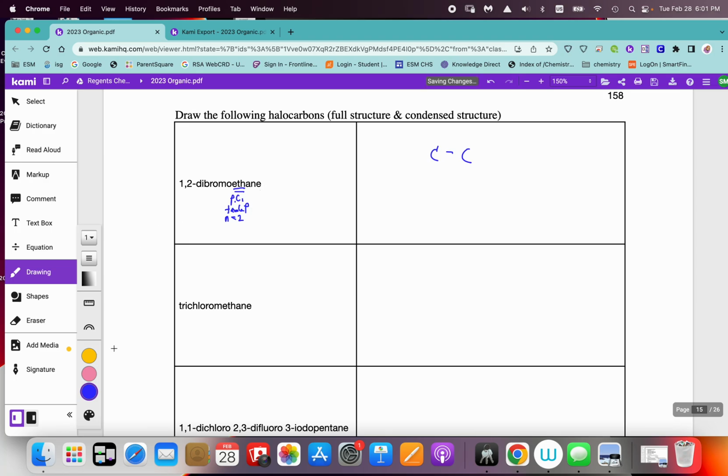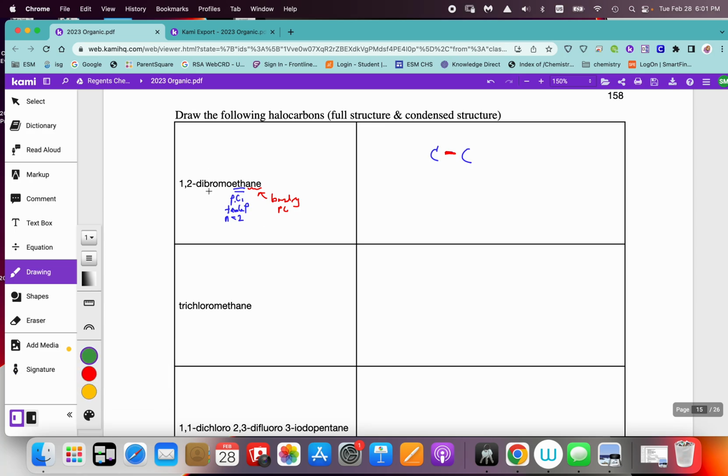Now I take a look at the ane part, and that tells me the bonding in the parent chain, and it's single. So they are only linked together with one bond. So the first thing is draw your parent chain with the correct bonding in it. Now place other things that are on this structure that are also in the name.